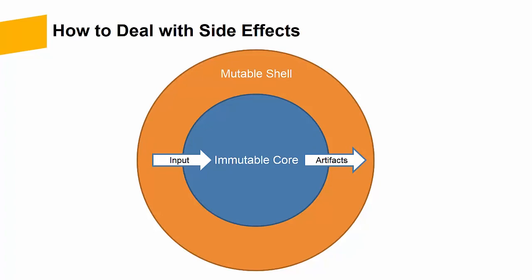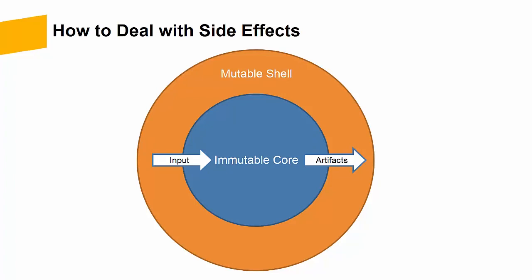So that's basically the principle, command query separation principle, which is taken to the architectural level. And how they operate is the mutable shell provides some input to the immutable core. The immutable core invokes some internal business rules and generates some artifacts. And the mutable shell then uses those artifacts to mutate state. It can, for example, save something to the database, or it can send some email, and so on.